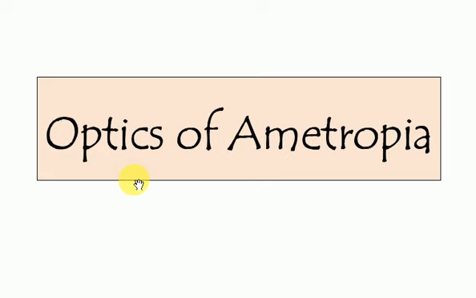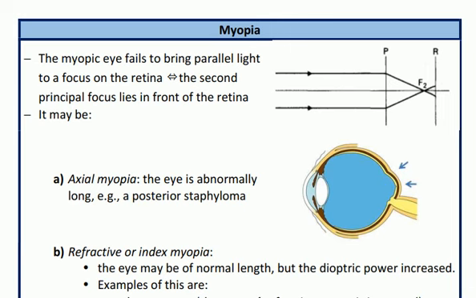So next chapter is optics of ametropia. In contrast to emmetropia, the ametropic eye fails to bring parallel light to a focus on the retina. So the second principal focus of the eye does not fall on the retina. So the ametropia consists of myopia, hypermetropia, and astigmatism. So first of all, the myopia.